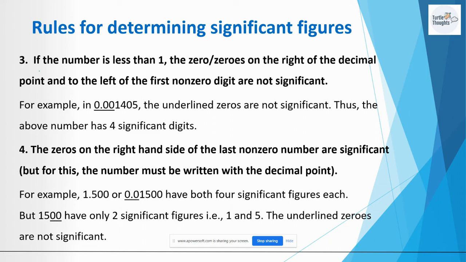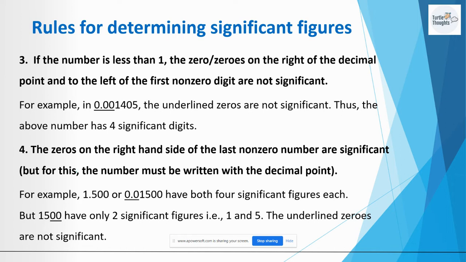Rule number 3: if the number is less than 1, the zero or zeros on the right side of the decimal point and to the left of the first non-zero digit are not significant. For an example, if we have 0.001405, the underlined zeros are not significant. Why are they not significant? Because these zeros are coming to the left of your non-zero number and also right after your decimal point.